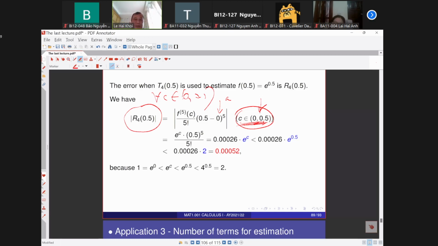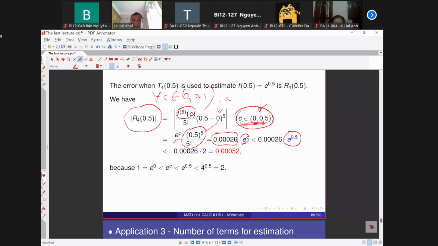So we have e^C over 5 factorial times 0.5 to power 5, which is that one you can compute: 0.00026 multiplied by e^C. Nhưng mà vì C less than 0.5 và hoàn toàn có thể rất gần 0.5, then e^C less than e to power 0.5 và các em không thể đánh giá tốt hơn được nữa. Bởi vì là C có thể rất là sát 0.5. Cho nên là 0.5 là cái tốt nhất các em có thể đánh giá ở phía trên.